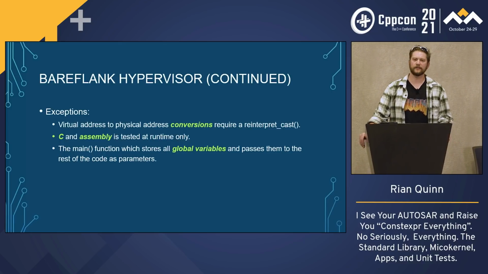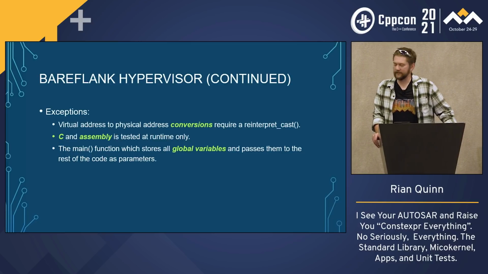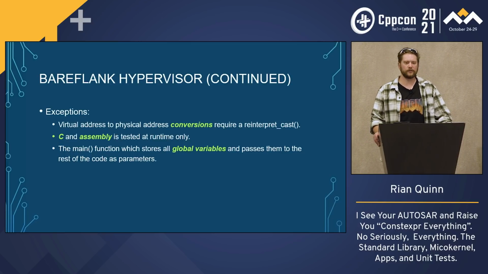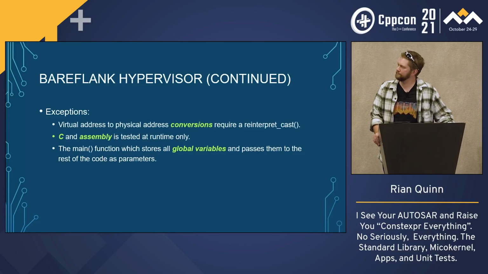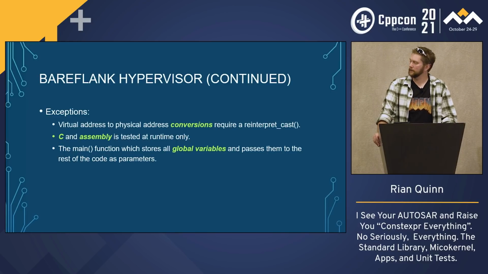The way we handle it is safe. It's the same way everybody else handles it. But from a constexpr point of view, there's no reason to fix this, and I'll show why in a little bit. It's a very isolated little piece of code you don't have to worry about. C in assembly is also only tested at runtime for obvious reasons.